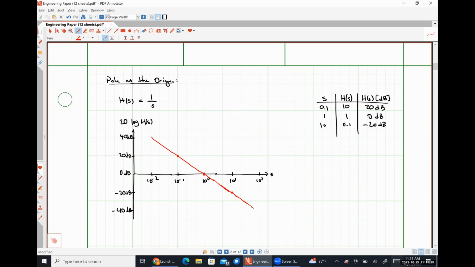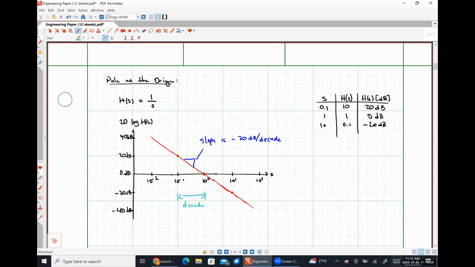Like so. We can see very easily that our slope is negative 20 decibels per decade, where a decade is defined to be this distance on the x-axis. So going from 10 to the minus 1 to 10 to the 0 is a decade, 10 to the 0 to 10 to the positive 1 is a decade, and so on and so forth.